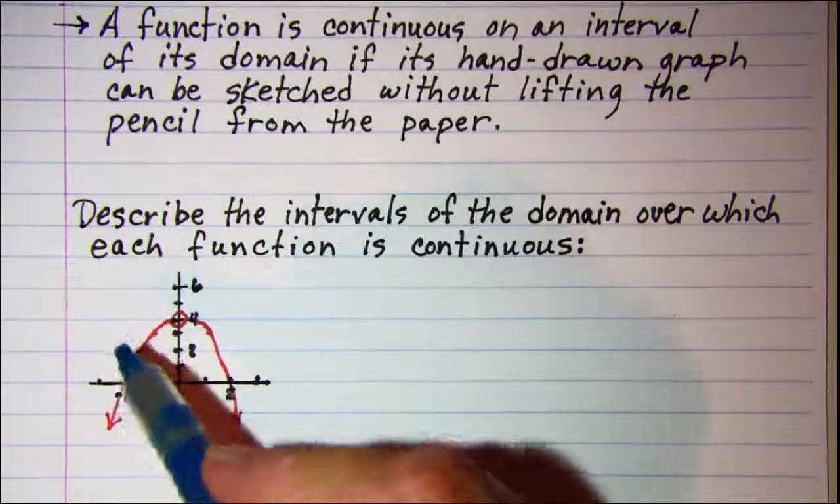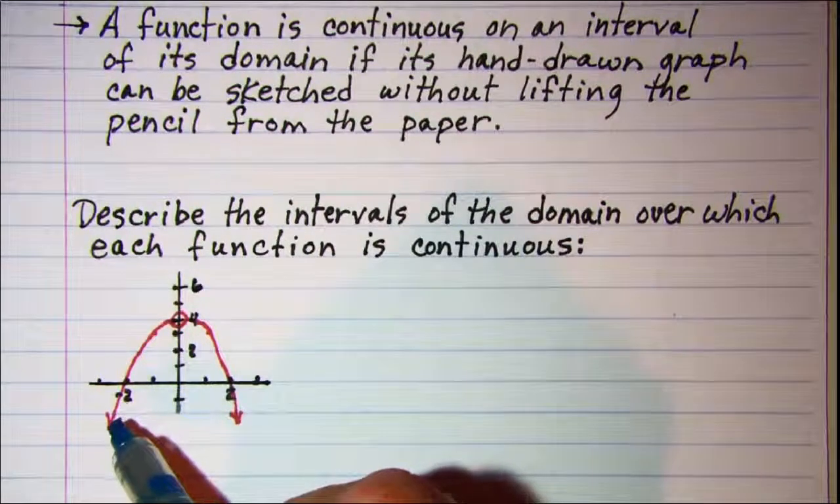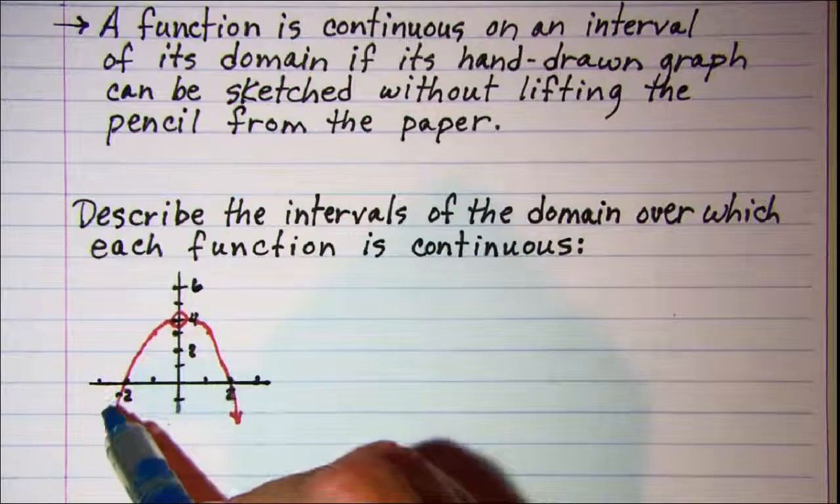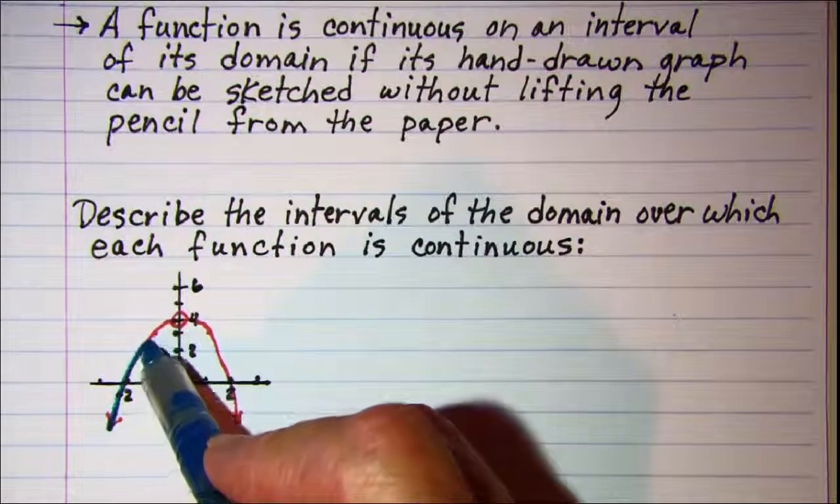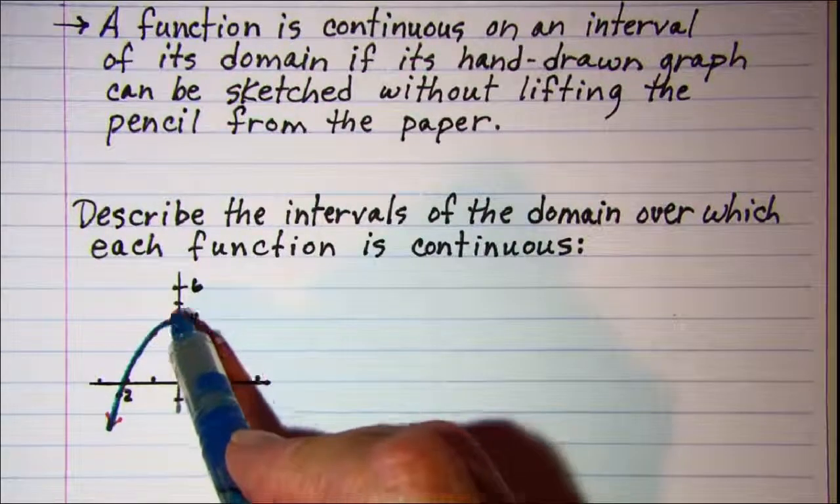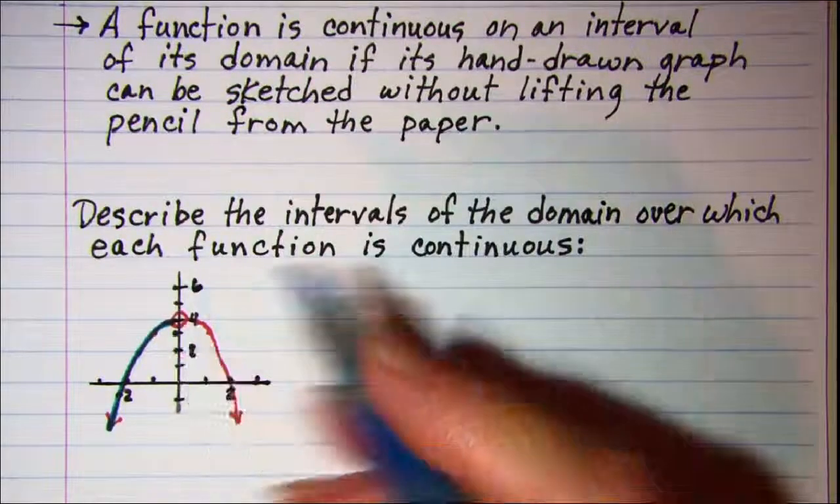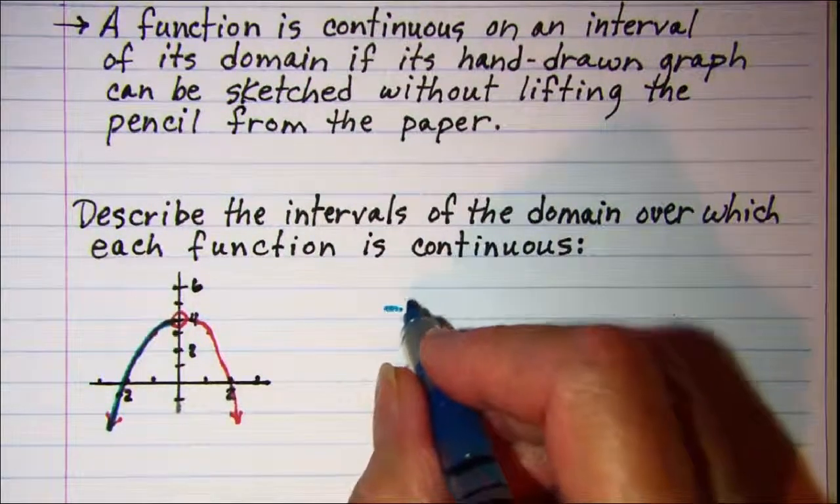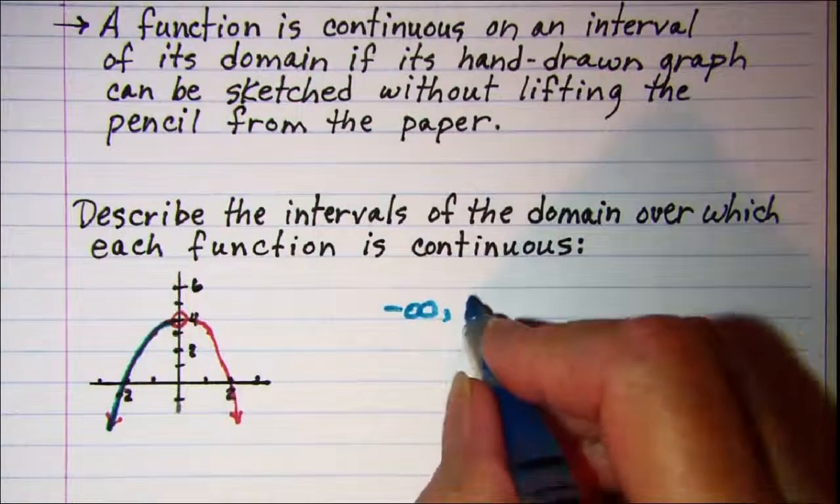So if we start at x equal negative infinity, which would be here at the arrow, and then continue to the right, we don't have to lift our pencil until we hit this hole in the graph. So we're getting a continuous function from negative infinity up to x equals 0.